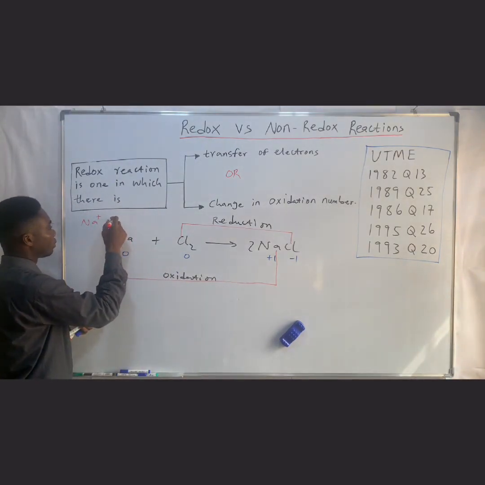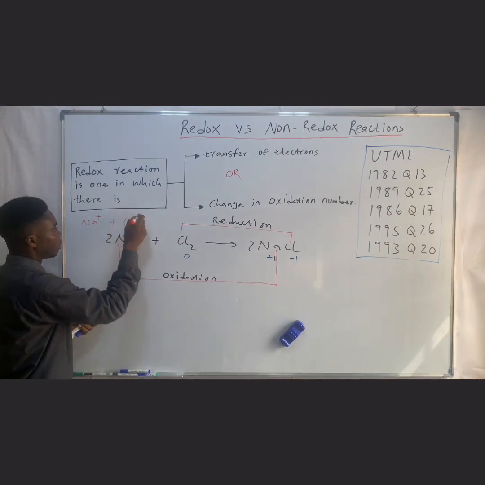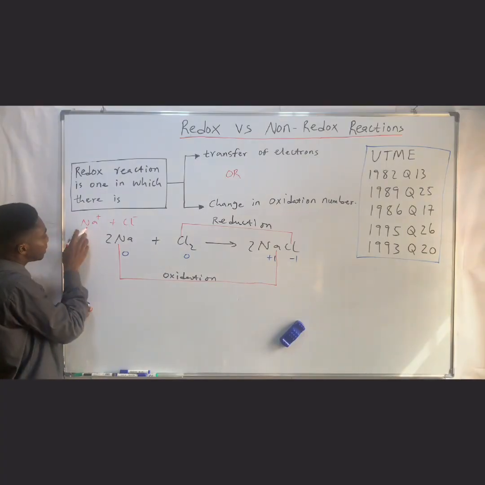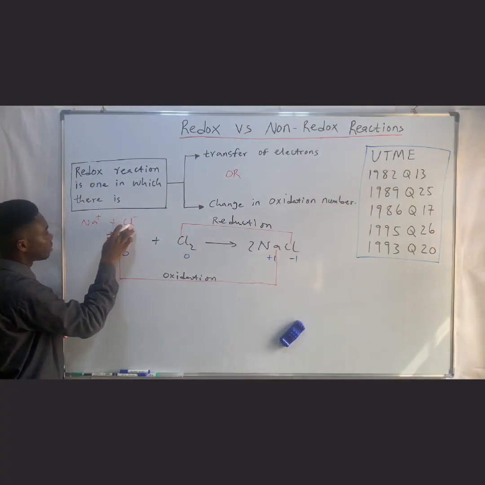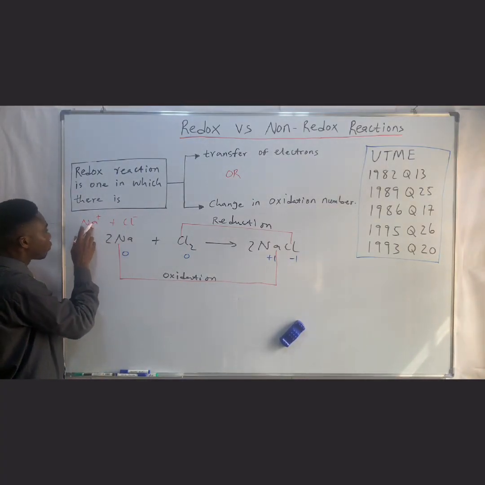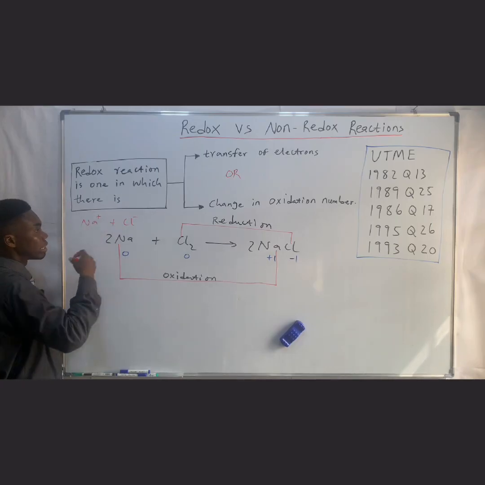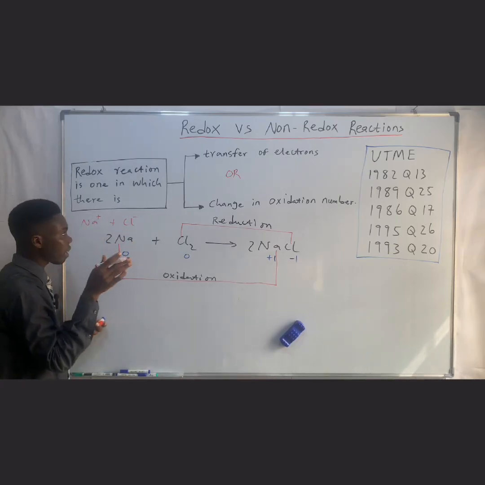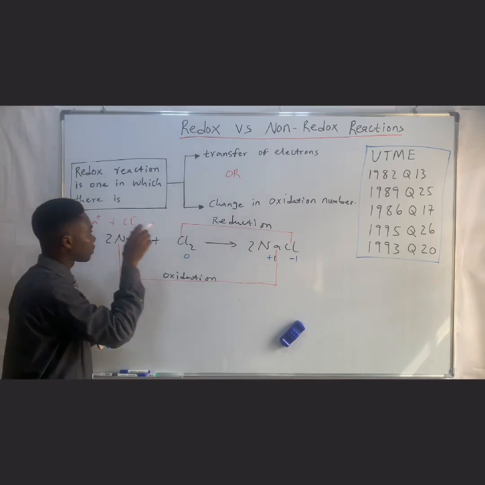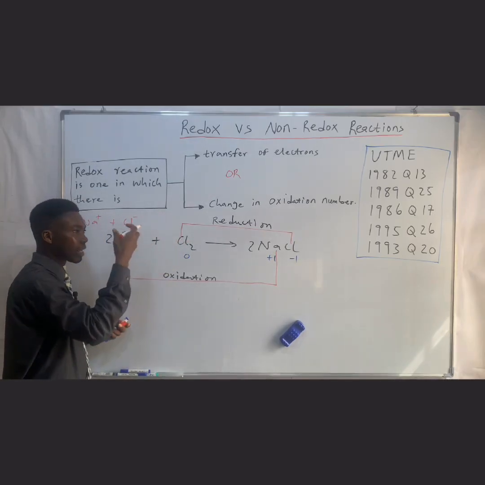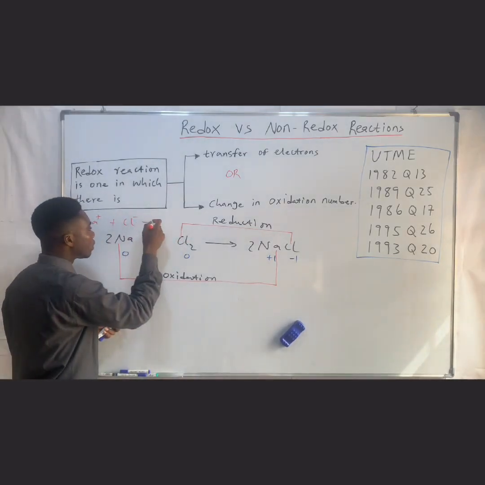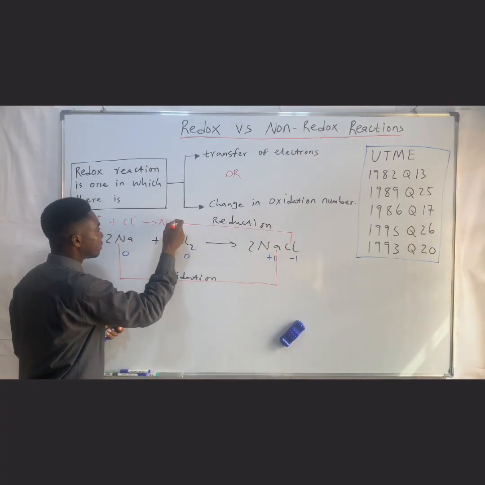So chlorine is going to become like this. This is the sodium ion, and this is the chloride ion. For sodium to become like this, it has to lose its electron. So who is transferring the electron? Sodium is the one transferring an electron. Chlorine is the one gaining an electron. So they will now become NaCl.